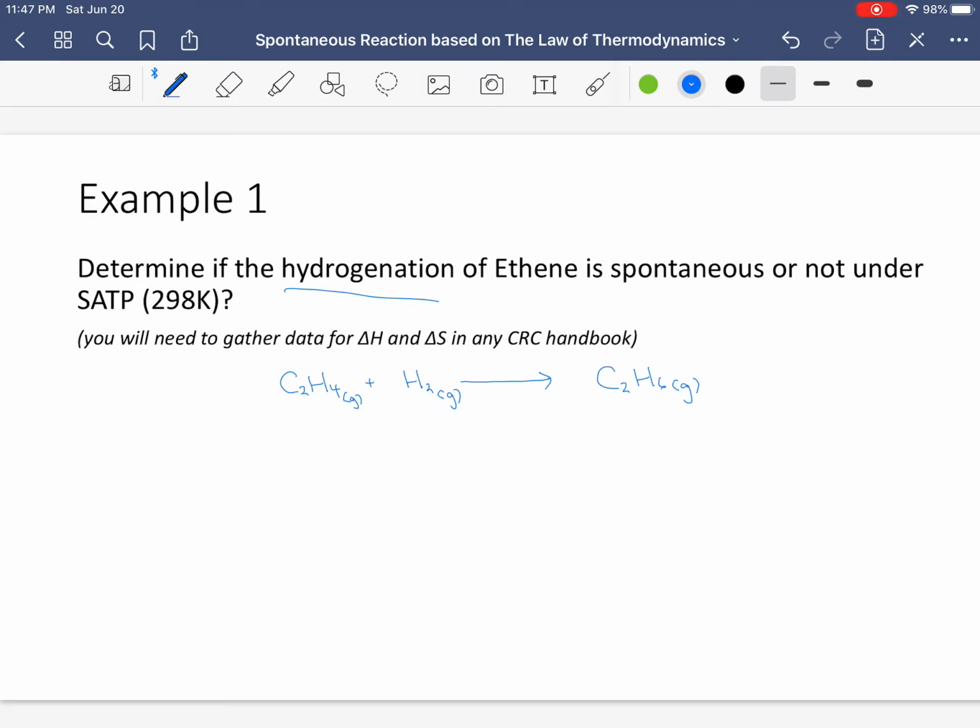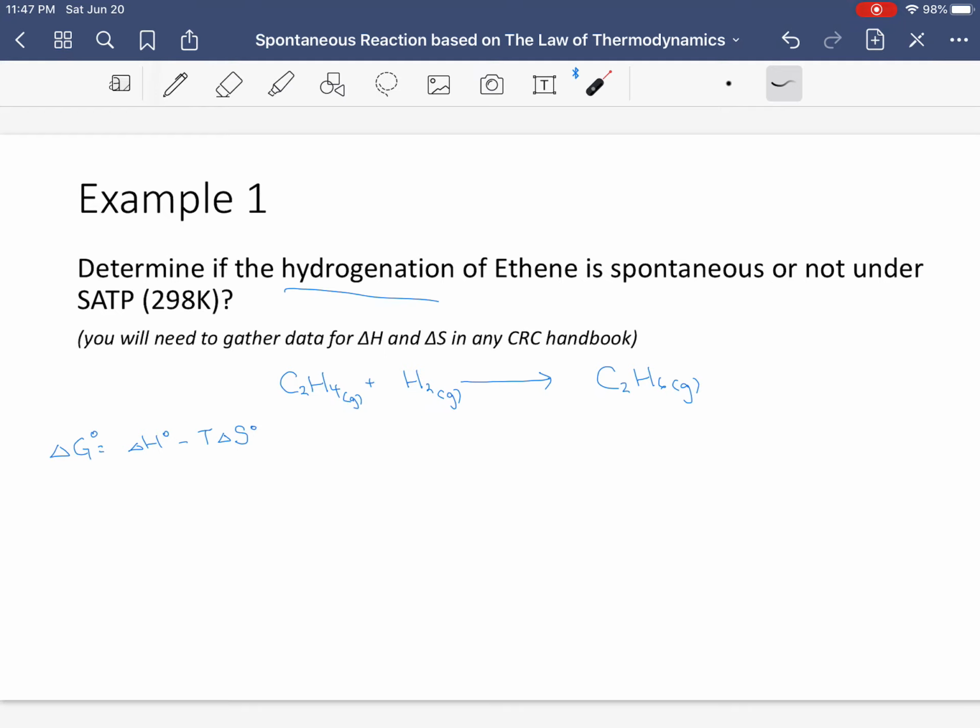So what are we going to do? We want to know if this is spontaneous. Remember, if delta G is negative, spontaneous. If delta G ends up being positive, it's non-spontaneous. So let's calculate delta G. Delta G is equal to delta H minus T times delta S. We're talking about standard conditions, so therefore these naughts have to be in place.